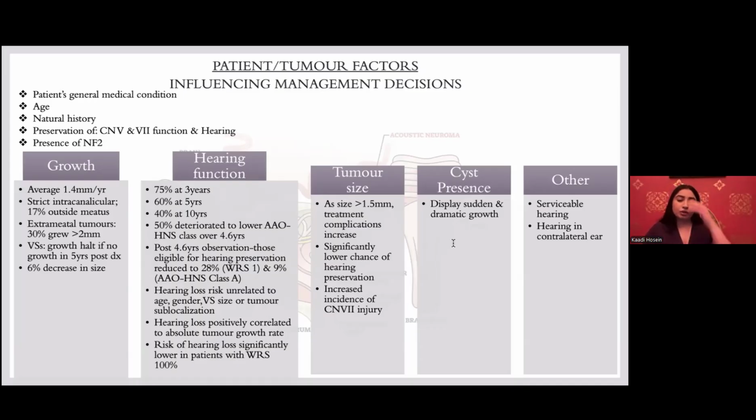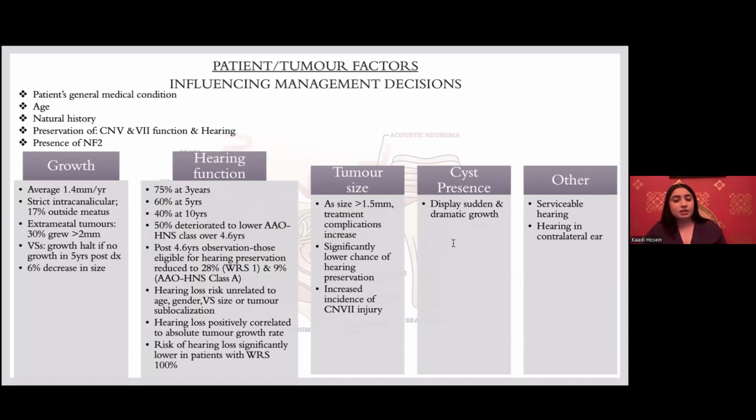Now, the risk of losing hearing was significantly lower for patients with a WRS score of 100%, and over the 4.6 years of observation, 89% remained in WRS class 1 versus 43% of patients. Only a small percent of those, 10%, had loss of word recognition score at diagnosis.